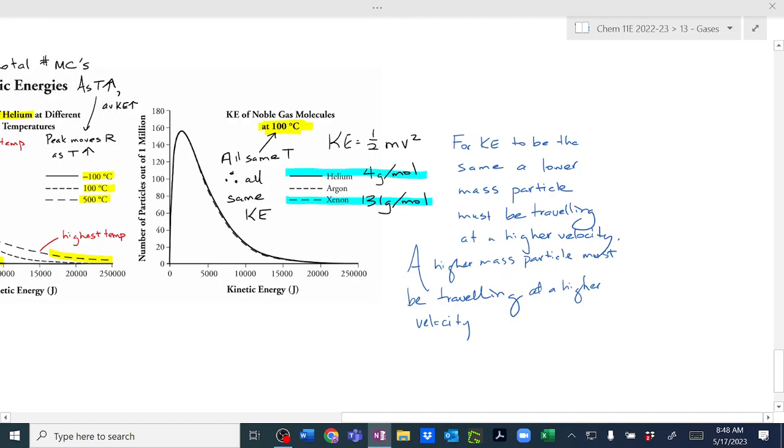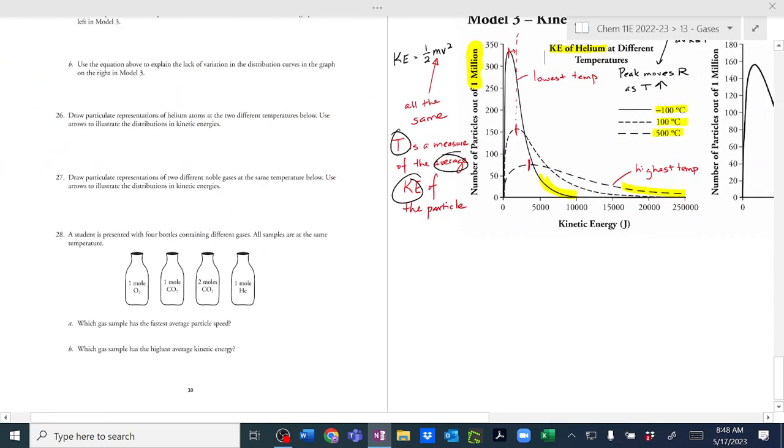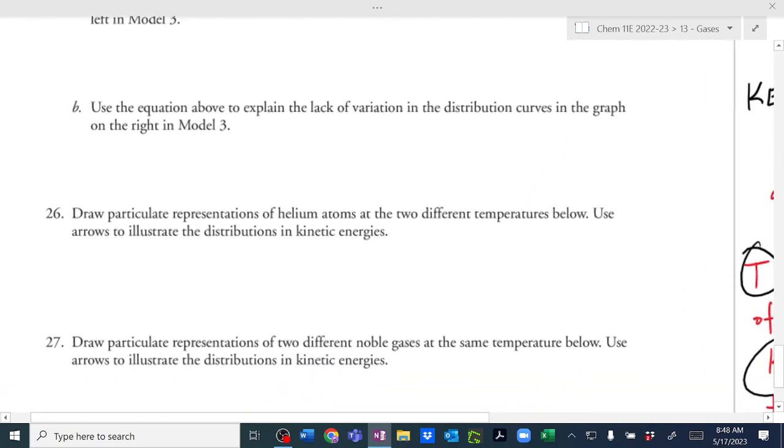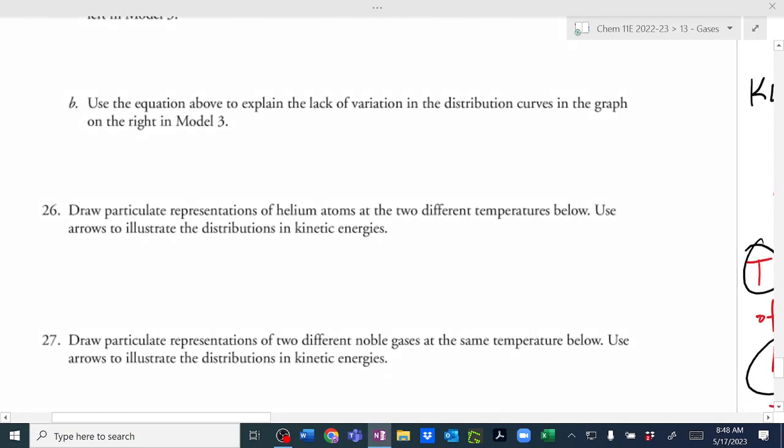Okay, so that's what we've got from our curves there. Let us take a look at some of these other questions. Number 26, draw particulate representation of helium atoms at the 2 different temperatures below. Use arrows to illustrate the distribution in kinetic energies.